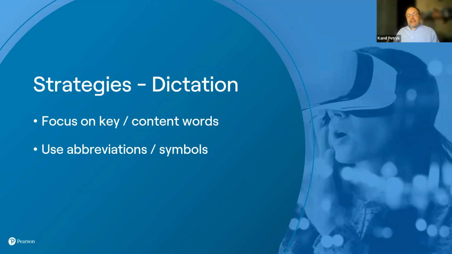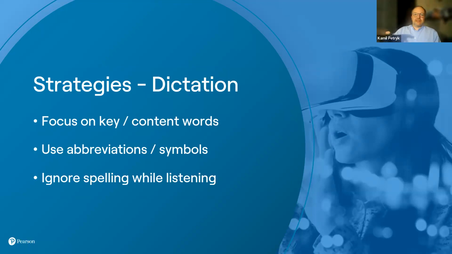Another strategy is to use abbreviations or symbols to make writing shorter, quicker, more efficient, I would say. Another strategy that should be developed by the students is to learn how to ignore spelling, as a matter of fact, right? While listening to the dictation, it's important not to worry about the spelling. Just take down the word as you hear it with any kind of spelling based on your native language, for example. Doesn't matter, right? It's important that you take down the word and you know what the word is, and then you will have the time to correct spelling.